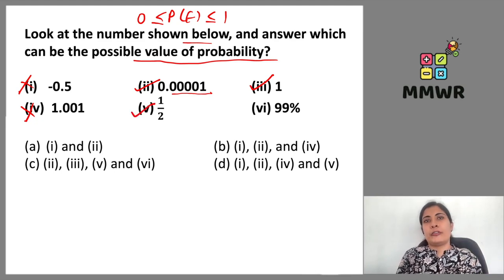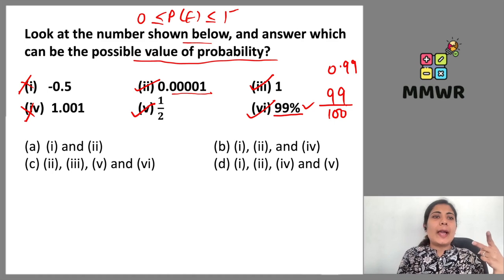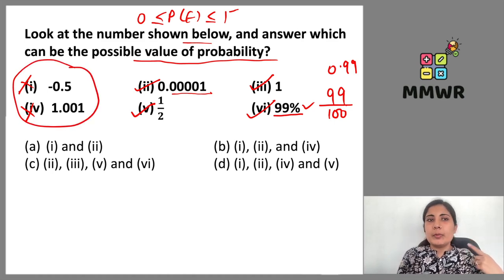1 by 2, of course, this is also a probability value. This can be a possible value for the probability, right? 99%. Now, don't just check that it should be 1 here. It is written in terms of percentage. 99% means 99 upon 100, which is 0.99, and it is in between 0 and 1. So only these two values are not possible for the probability because one of the values is negative and the other is greater than 1. The rest four options are values for the probability.